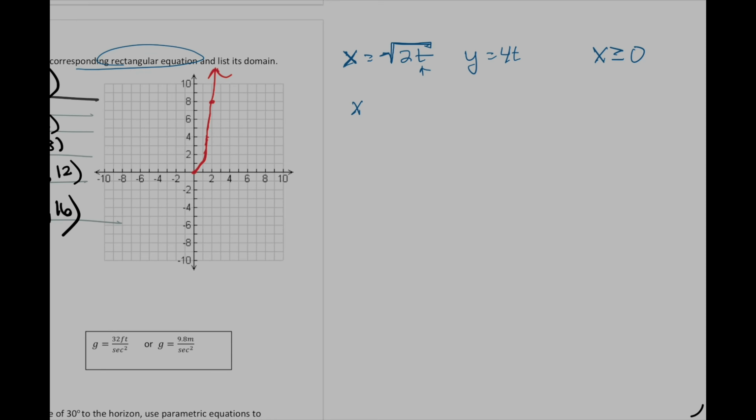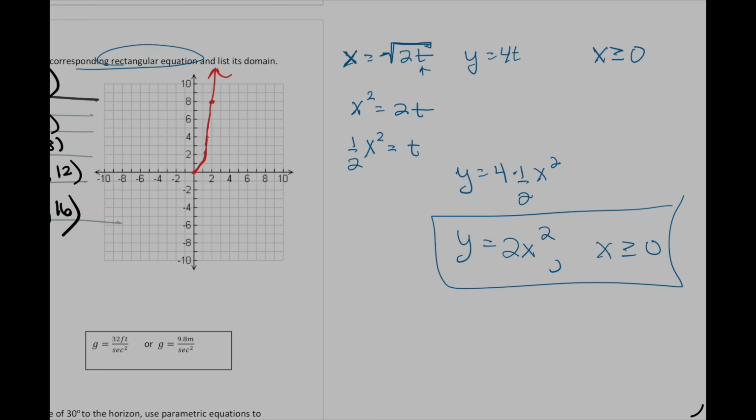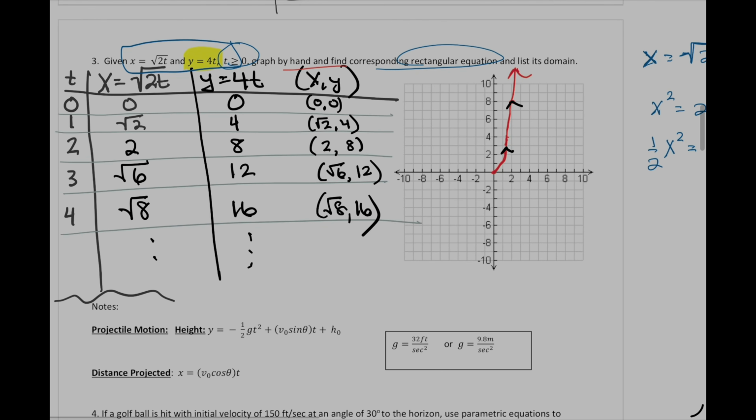Square both sides, divide by 2. Substitute. Clean it up. We have 2x squared, where x is greater than or equal to 0. There's the rectangular equation and my domain. Real quickly, I didn't put any arrows on here to indicate orientation, so I'm going to go ahead and do that now.